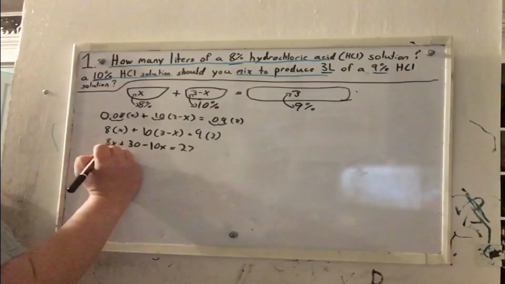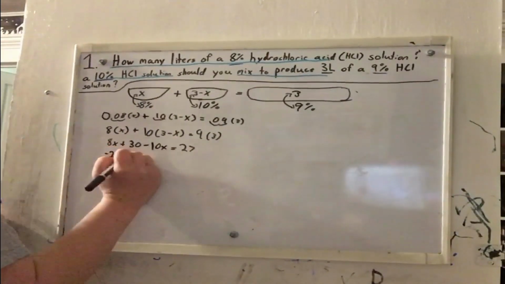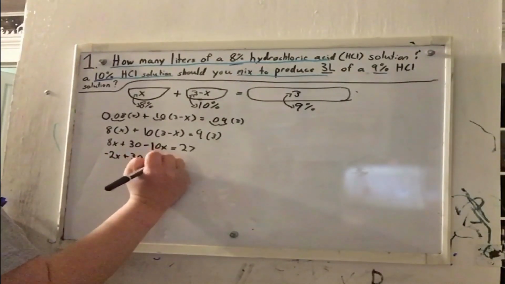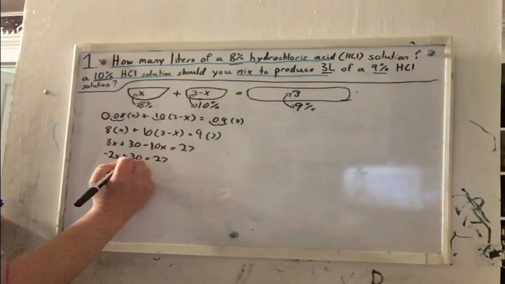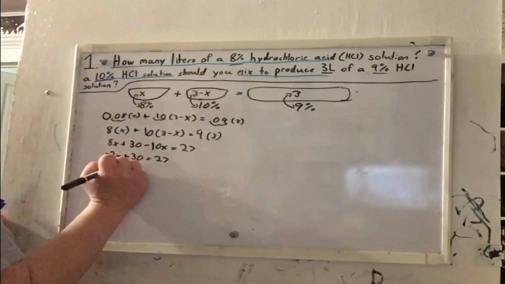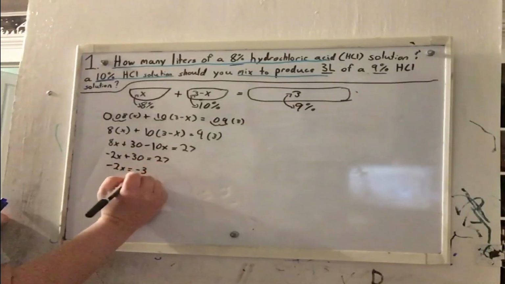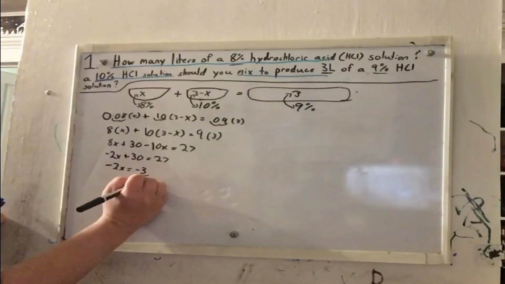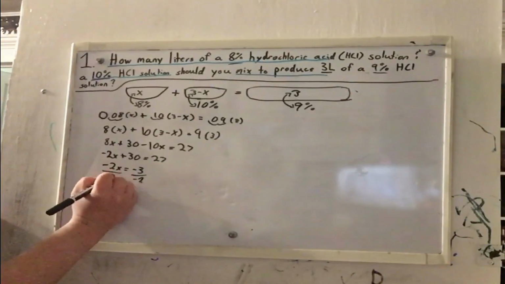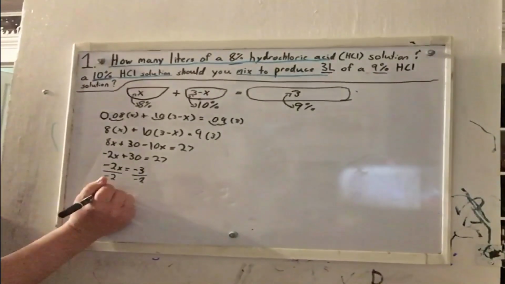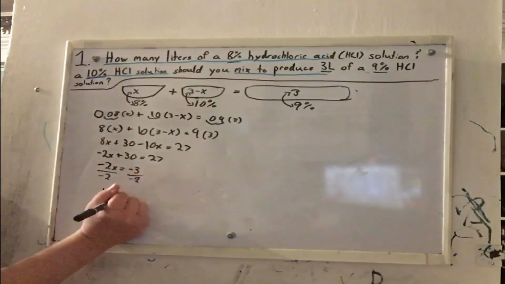8 minus 10 is negative 2x plus 30 is equal to 27. Now we're going to subtract 30 from both sides. I have negative 2x is equal to negative 3. Now we divide both sides by negative 2, so that we can eliminate this 2 and just be left with x. And x is equal to 1.5.